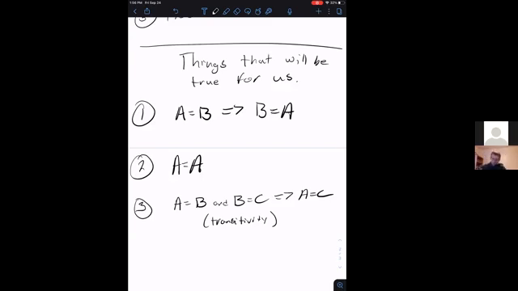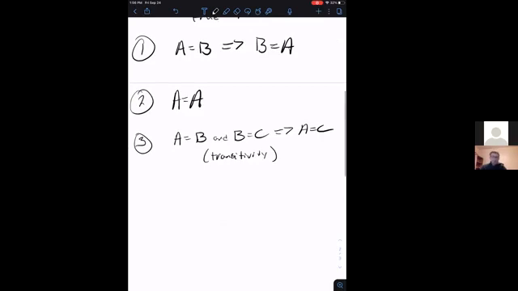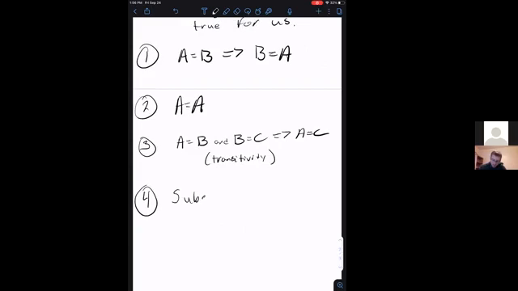So we're going to have to assume these to always be true, right? The other thing that we're going to have to assume to be true is if A equals B, then we can substitute A and B however we want. So we can substitute if two objects are equal.